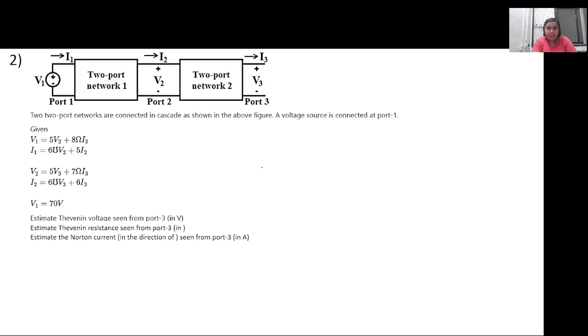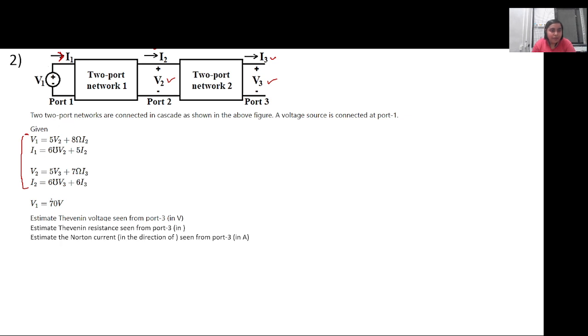Then let's move to the next question. The next question consists of two-port networks that are cascaded one after another, in which the sending end voltage is V1, and the input current is I1. It is going into the first network. In the first network, the output current is I2 and the voltage is V2, which is again the input to the second network. In the second network, the output current is I3 and the voltage is V3.